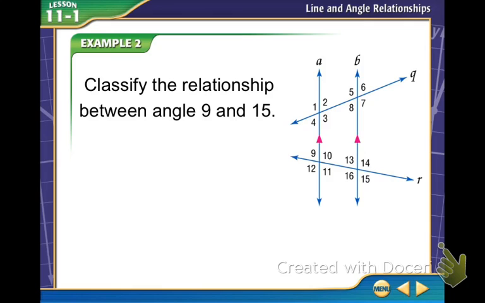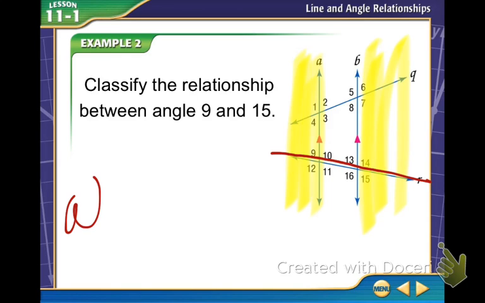How about this one? You do this one. For angle 9 and 15, they are both on the outside of the parallel lines, so they're going to be exterior, and they are on opposite sides of that transversal, so they are alternate exterior.